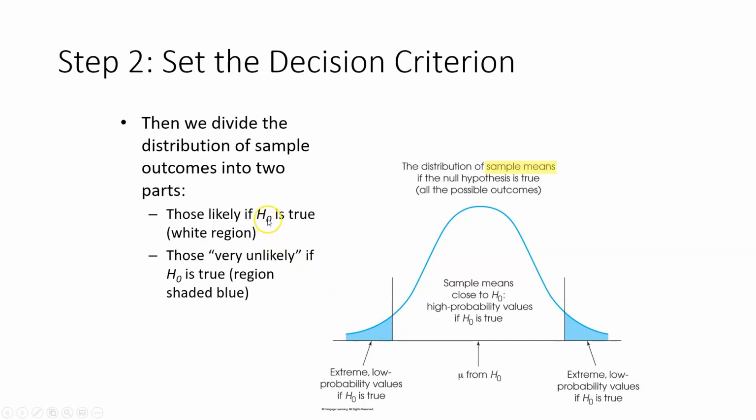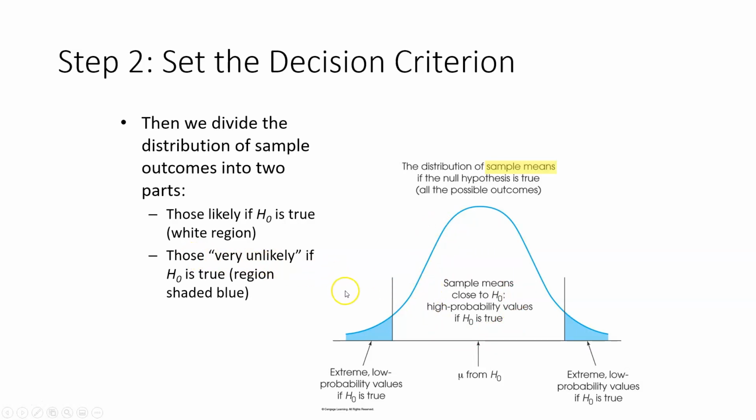So let me just remind us in terms of the research question that we're working on. The null hypothesis is that the electrical stimulation didn't do anything. If it didn't do anything, then the sample means should be somewhere around 80. The mean here is 80. And most of them should be somewhere around here.